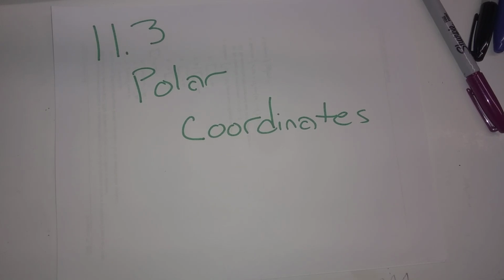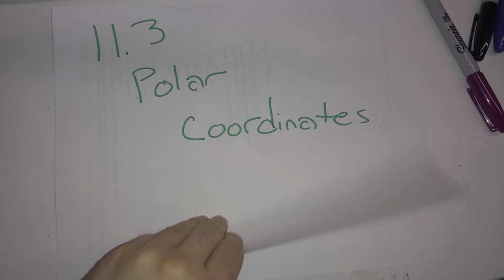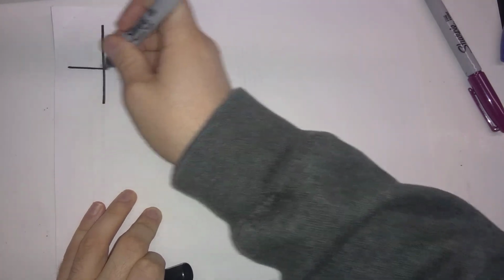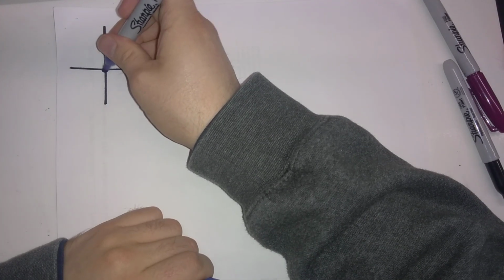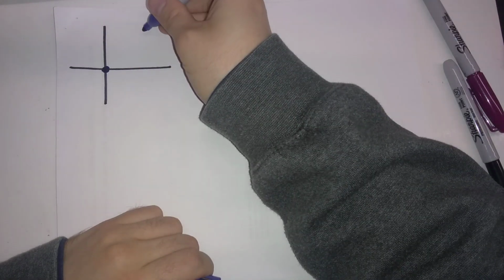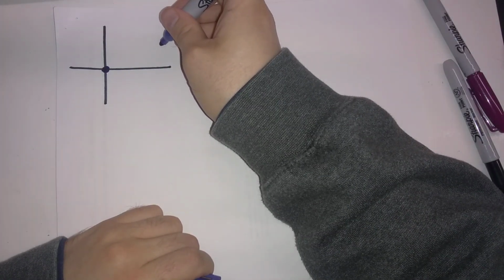Section 11.3 on polar coordinates. What's going on in this section? Well, let me draw some coordinate axes here. And let's suppose that you are at the origin and you're trying to go to this point over here. How would you go from here to here? Or maybe a better question is, how would you give somebody directions to go from here to here?